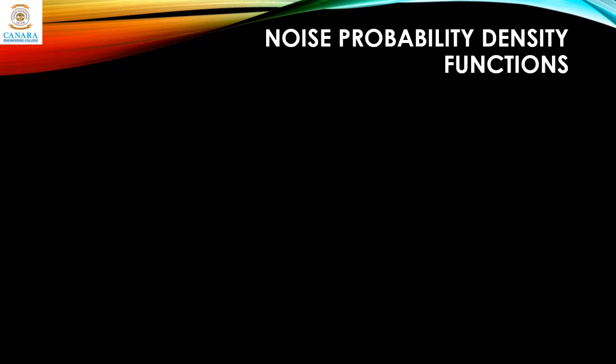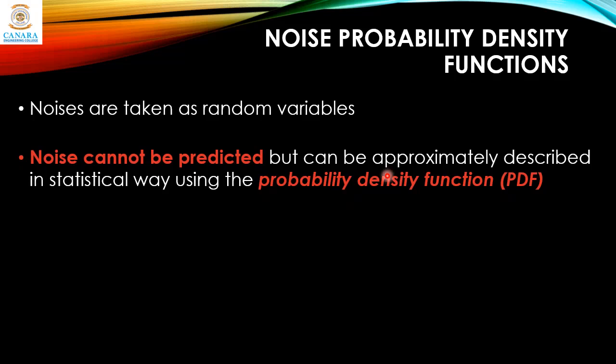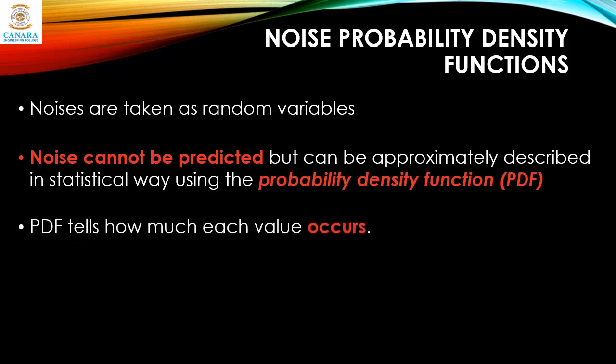Let's learn about noise probability density functions. Noises are taken as random variables, and because they are random variables, noises cannot be predicted, but can be approximately described in a statistical way using the PDFs. And the PDF tells how much each value occurs.